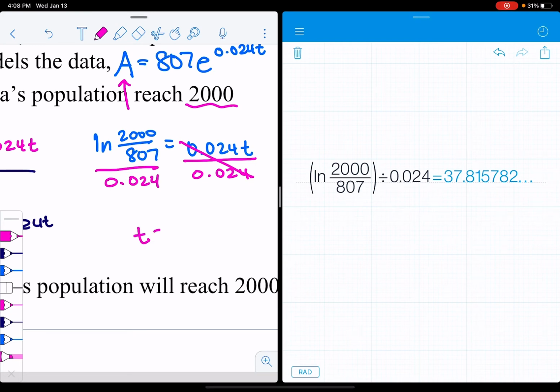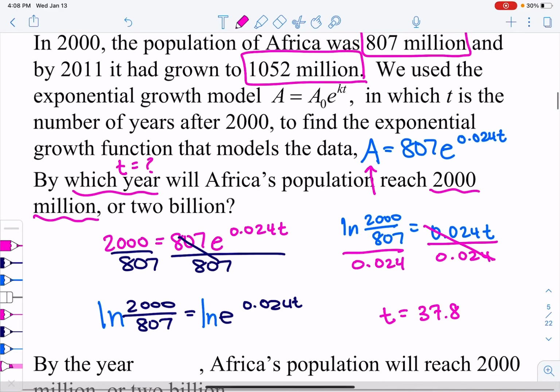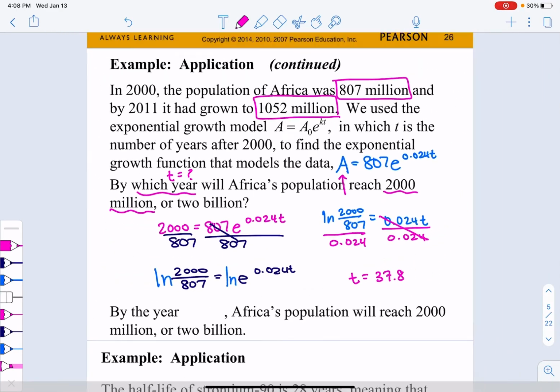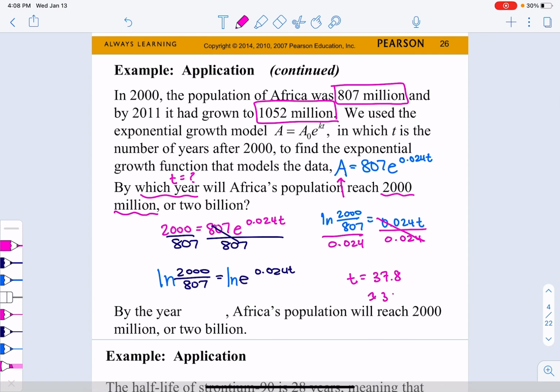So that means t is going to equal 37.8, which we could probably go ahead and round up to a whole number of years. And it says by the year what? Well, if we estimate that that's about 38 years, plus our starting point of 2000, that means we're looking at the year 2038 for Africa's population to reach that 2,000 million, or the 2 billion.